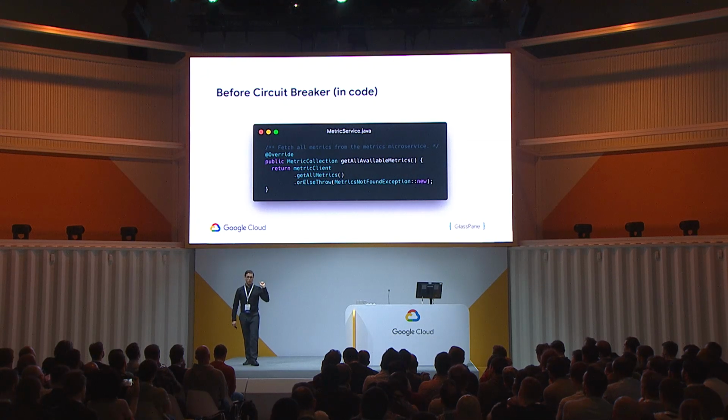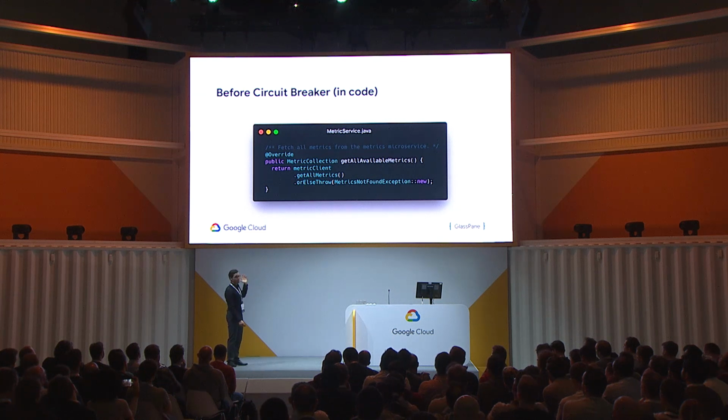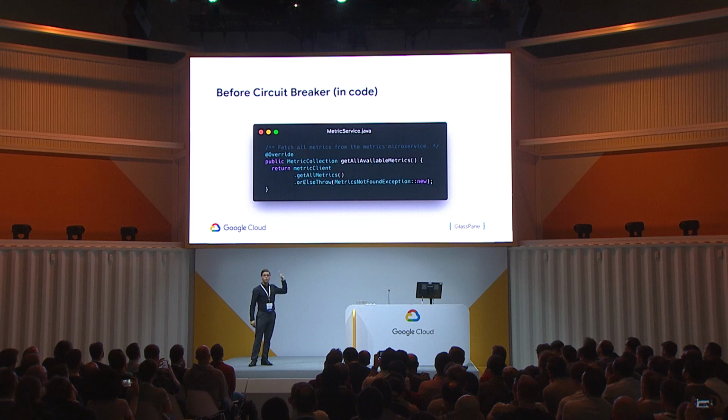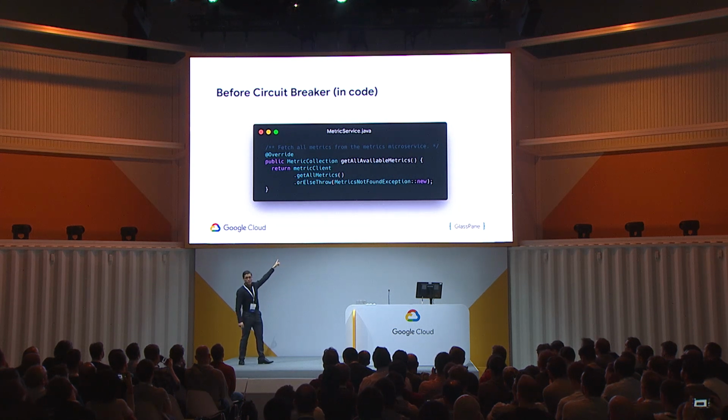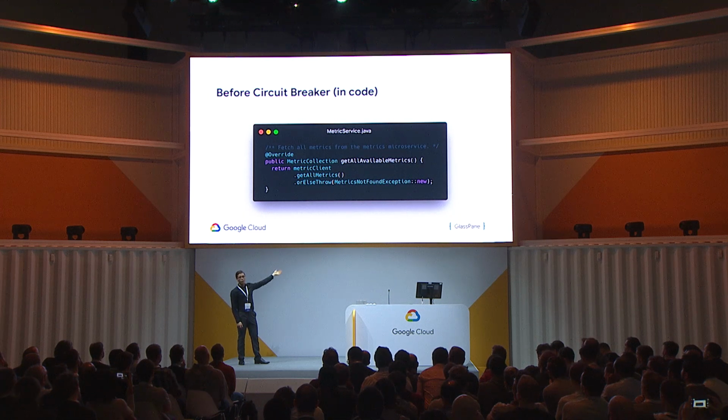To see how this might look in code, I'll show you how we implemented the circuit breaker pattern in GlassPane. So the code you see here was actually before the circuit breaker was added. And as you can see in that last line of code there, the service will just throw an error whenever the metric service is down. It's not terrible, don't get me wrong, but we can do better.